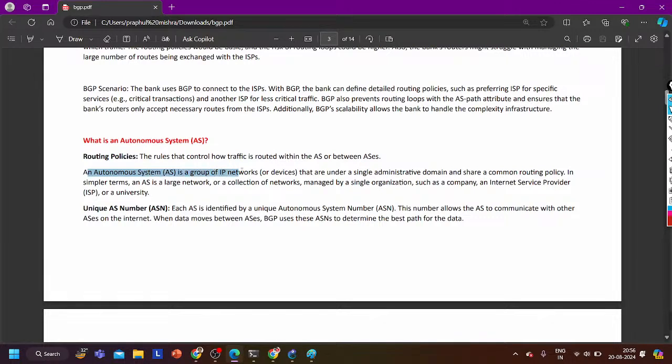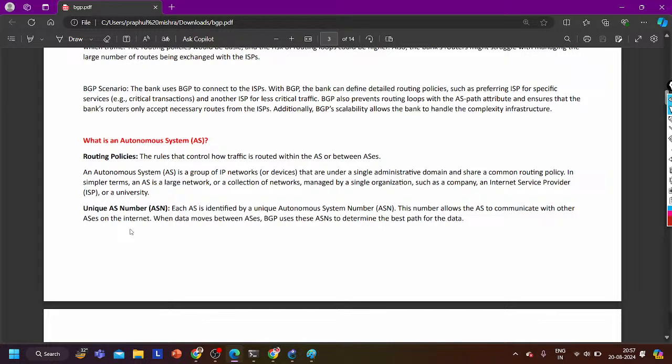Autonomous system is a group of IP networks or devices that are under a single administrative domain and share a common routing policy. In simpler terms, an AS is a large network or a collection of networks managed by a single organization, such as a company or an internet service provider or a university.